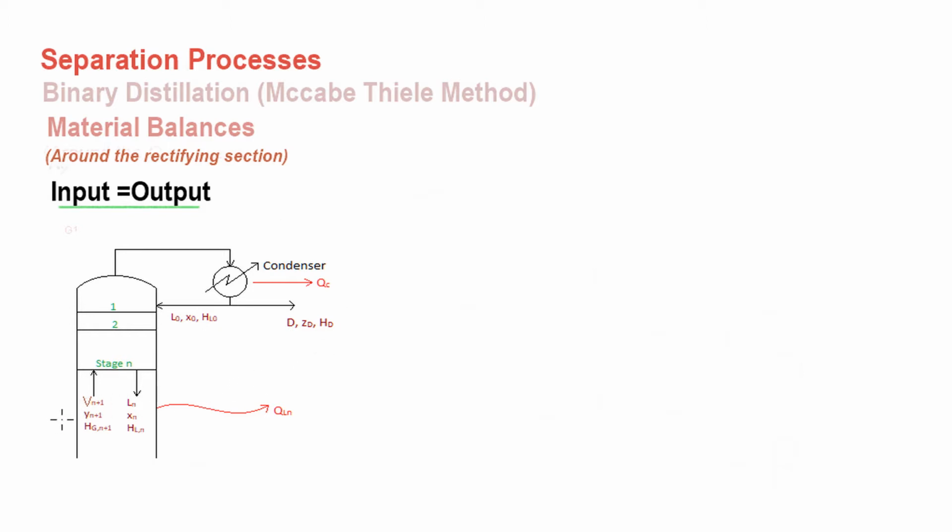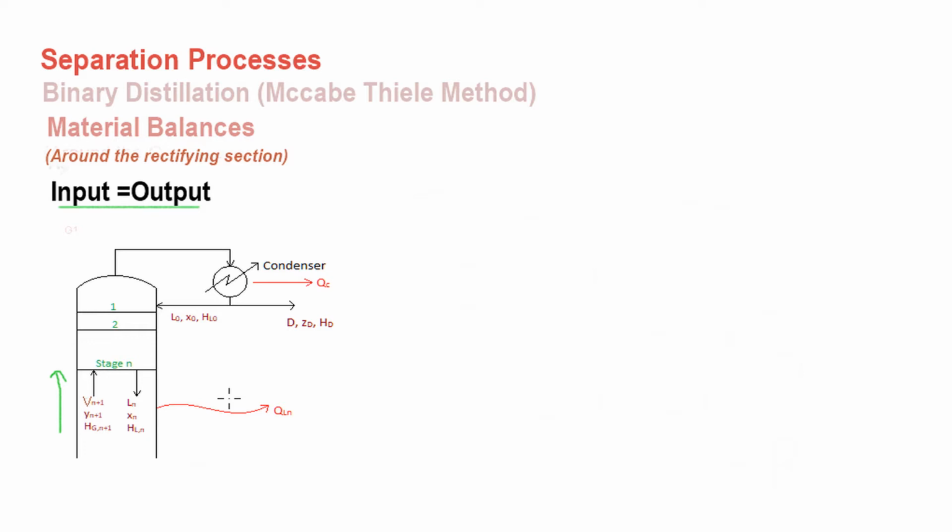Now we have a flow rate of Vn+1 going up the column. It is coming from the n+1 stage because this is the n stage. Therefore, in this column we are counting top to bottom. Therefore, the vapor will be coming from the n+1 stage. Similarly, the liquid is flowing down the column. Therefore, it's flowing down from the n stage, so we have a liquid flow rate of Ln.